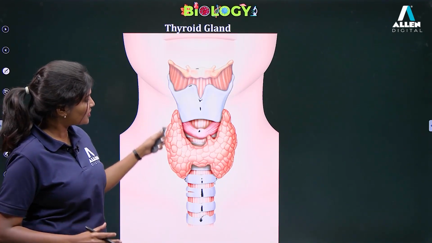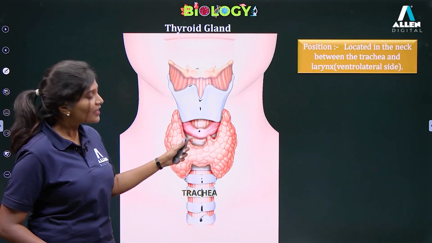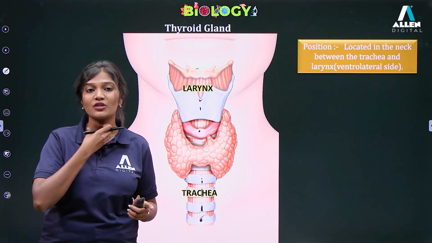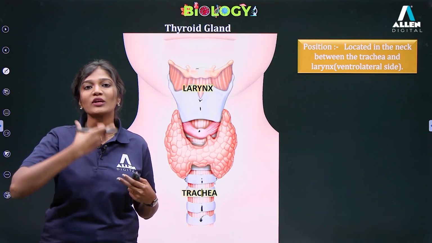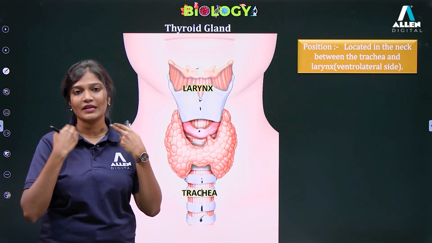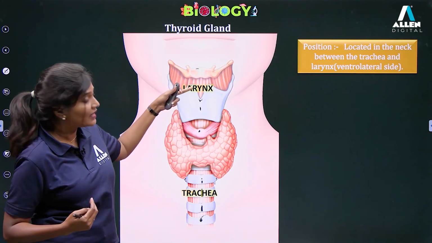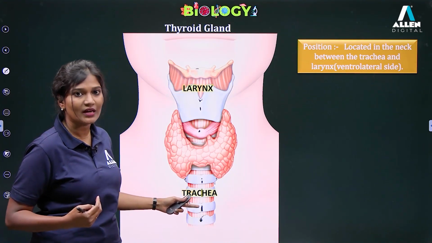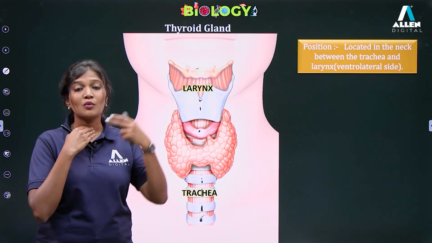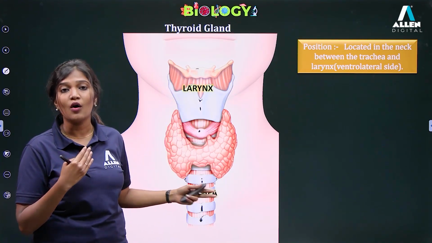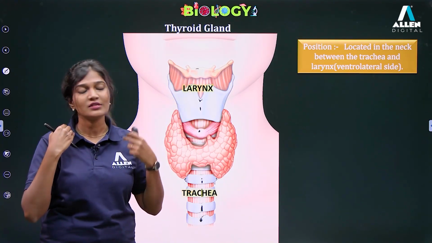You can see this image. This is the thyroid gland. The thyroid gland is located in the neck region and it is present on the ventral as well as on the lateral side. Ventral is frontal and lateral is side. So it is present between the larynx and the trachea. So we can say the thyroid gland is located in the neck region between the larynx and the trachea, on the ventral and the lateral side also.